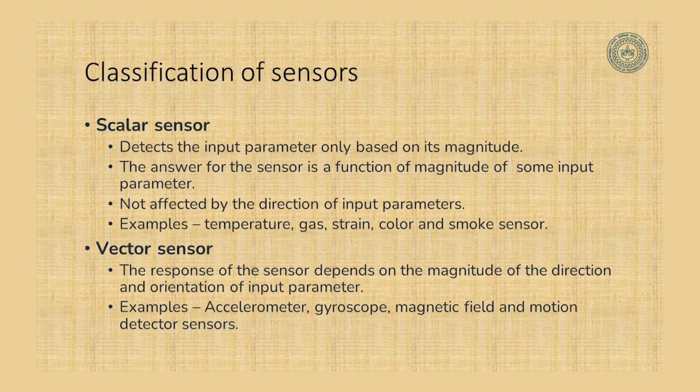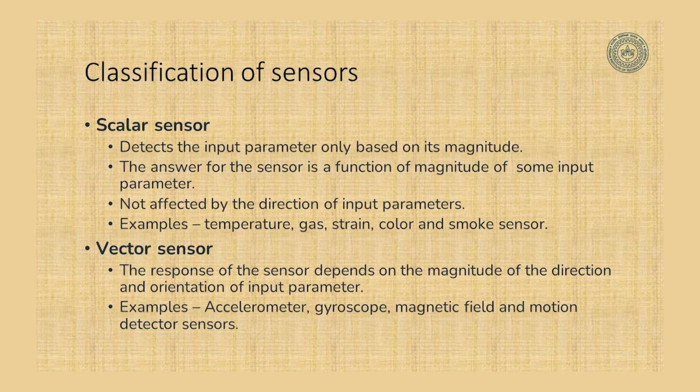So, for instance, temperature sensors, does temperature have a direction? No. So, that is a scalar sensor. Gas sensor, so that will tell you whether there is a specific gas or not, carbon monoxide sensor, carbon dioxide sensor, oxygen sensor. Those are scalar sensors. Strain again does not have a direction. Color sensors, smoke sensors. These do not need to sense the direction.